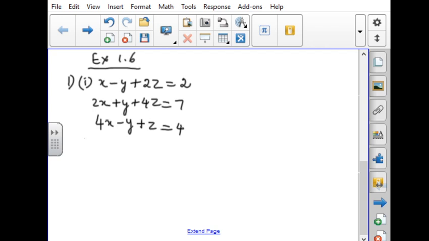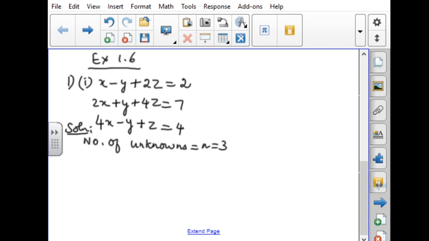First we can write down the number of unknowns. How many unknowns are here? The number of unknowns is 3: x, y, z. So we need to find the solution for x, y, z. So the number of unknowns, n, is equal to 3.